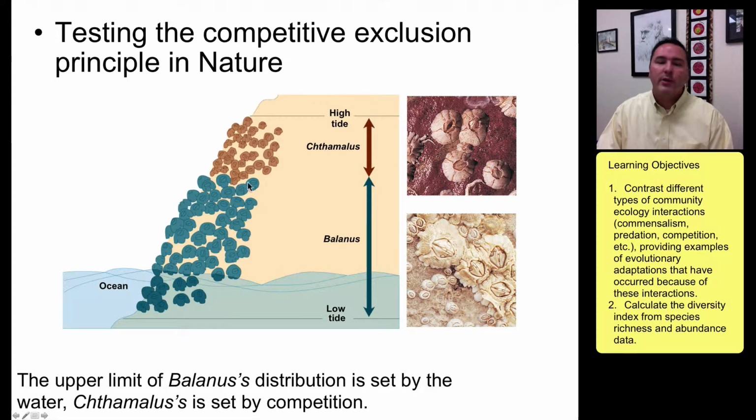And so someone said, well, what would happen if I scrape off Tmolus? And so they went in and scraped off all of the Tmolus, and it turned out Balanus was happy to live this high up. However, once time started to pass, the Tmolus species came back in and started to recolonize here. And Tmolus is a better competitor higher up, and Balanus is a better competitor lower down.